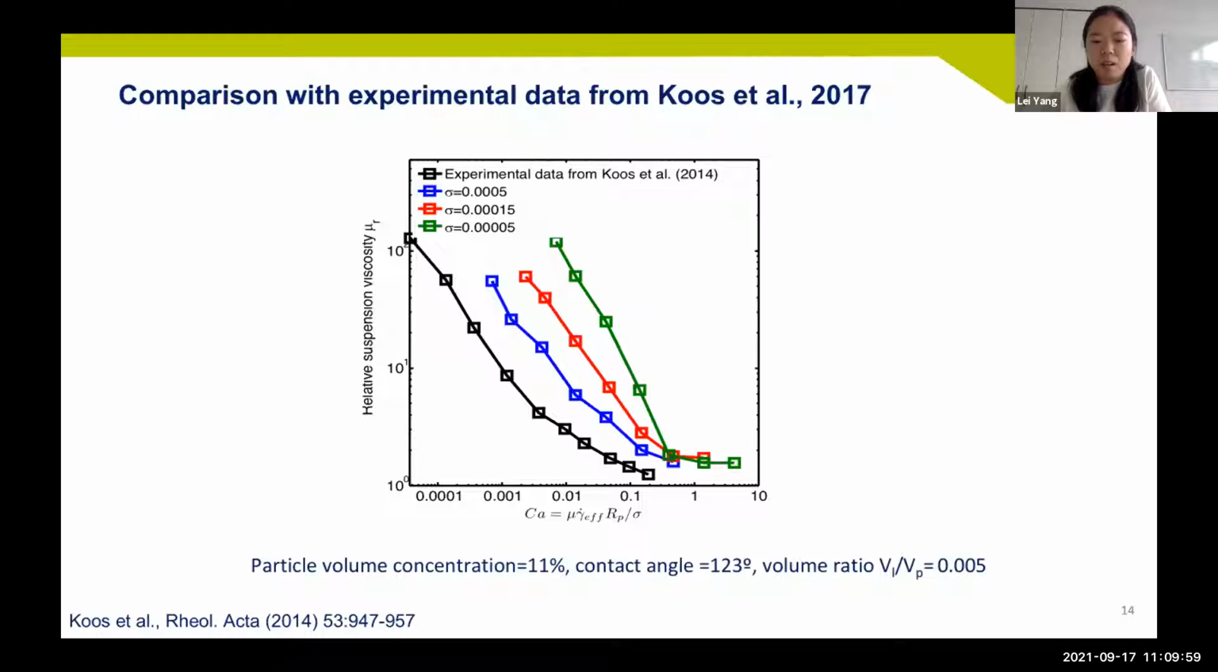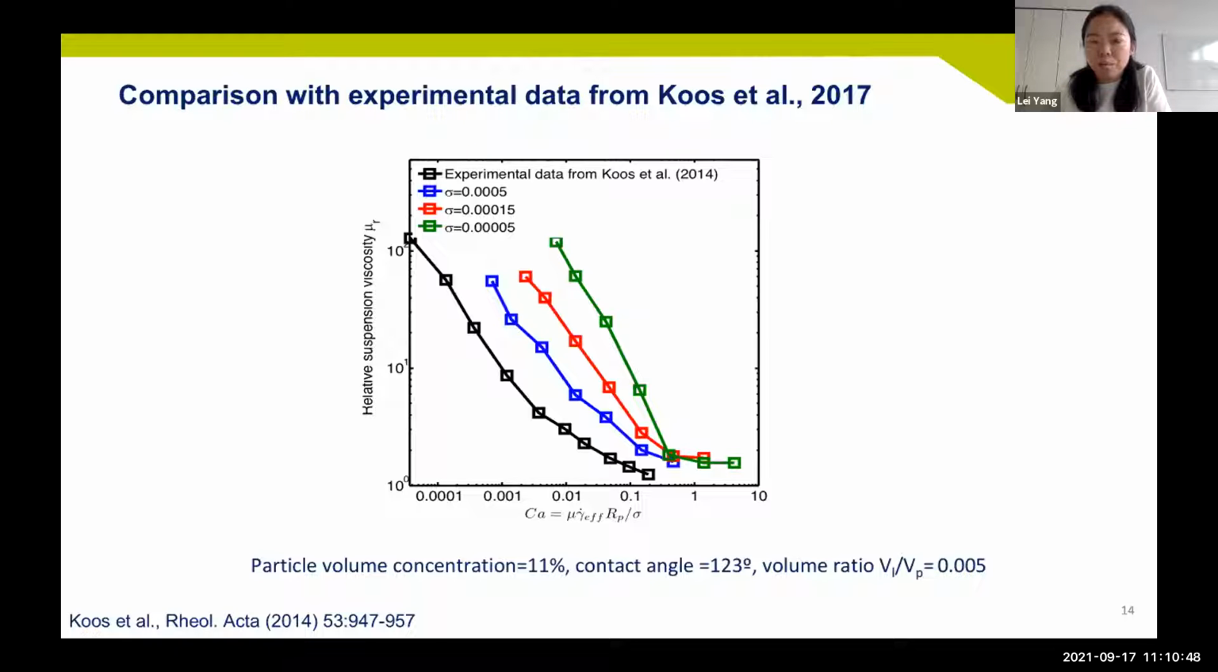We then also compare our measured shear viscosity with experimental data as a function of the dimensionless capillary number, under the same conditions of particle concentration, contact angle, and volume ratio from the experiment. And we find that with increased surface tension, the viscosity curve moves close to the experimental curve. So the agreement is quite satisfying. However, in some cases the qualitative agreement is not satisfactory.